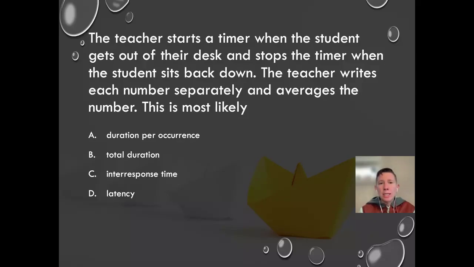A teacher starts a timer when the student gets out of their desk and stops the timer when the student sits back down. The teacher rates each number separately and averages the number. This is most likely A, duration per occurrence, B, total duration, C, inter-response time, or D, latency.